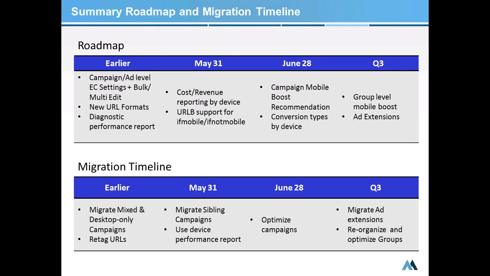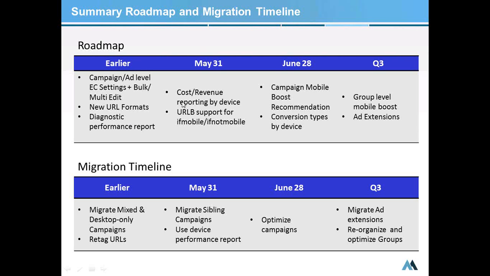So here's a very high-level summary of essentially what I went over. I'll give you a moment to take a look at it, and I can go over it real quick. So basically, as I mentioned, we already have all the campaign level settings and all the ad level settings. We have new URL formats. You can retag your URLs. We also have the diagnostic performance report for informing you about your mobile bid adjustments.